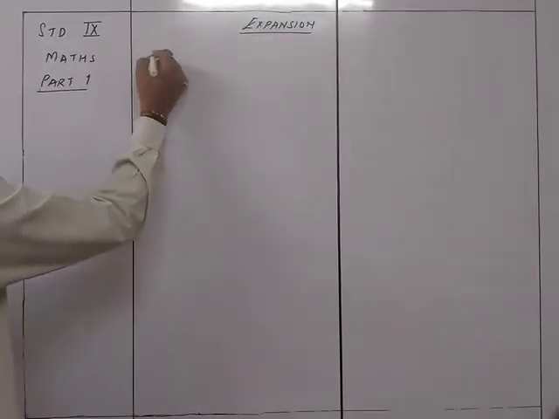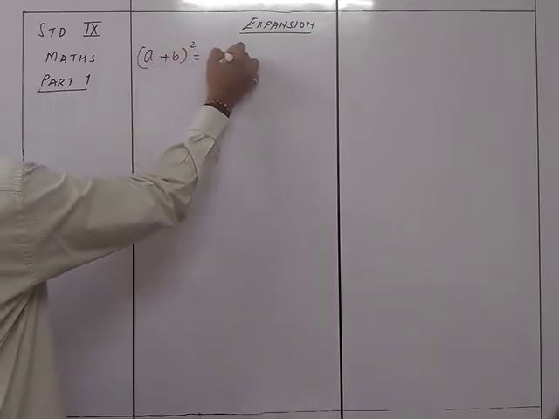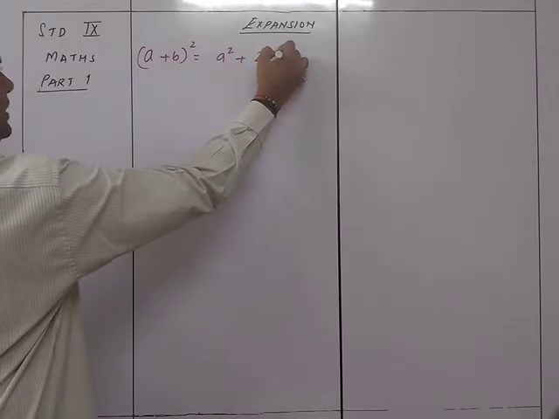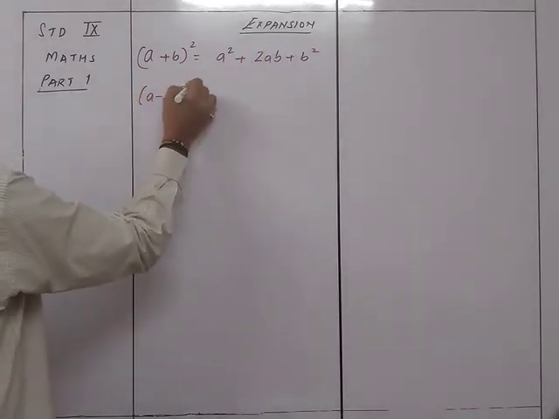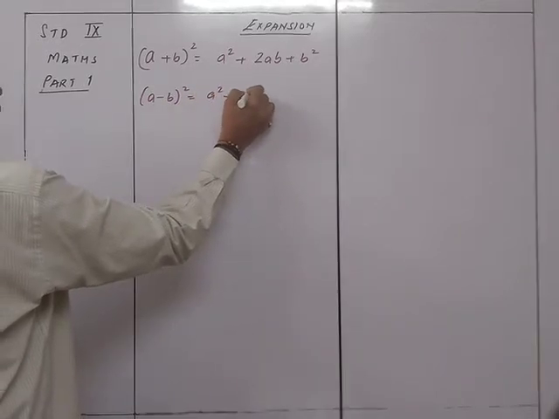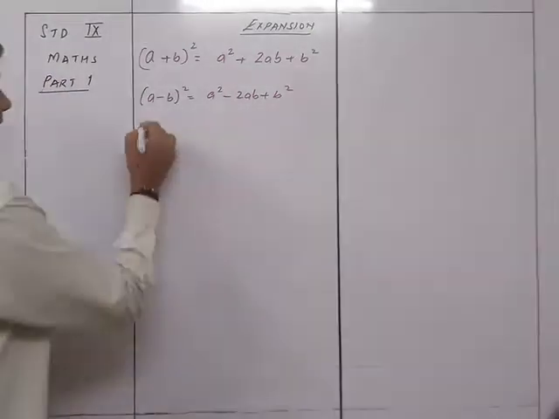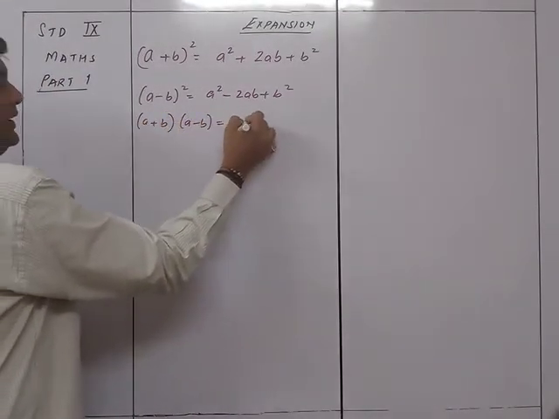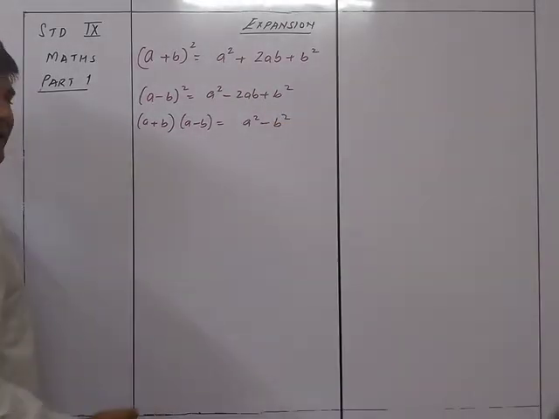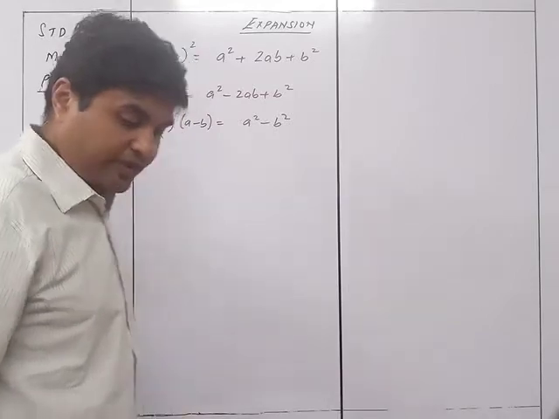The first one is a plus b the whole square. Of course this is nothing but a square plus 2ab plus b square. The second one being a minus b the whole square is equal to a square minus 2ab plus b square. And the third one being a plus b into a minus b is equal to a square minus b square. Now this we had learned even in the 8th standard, so that is exactly the same. There is no change over here.